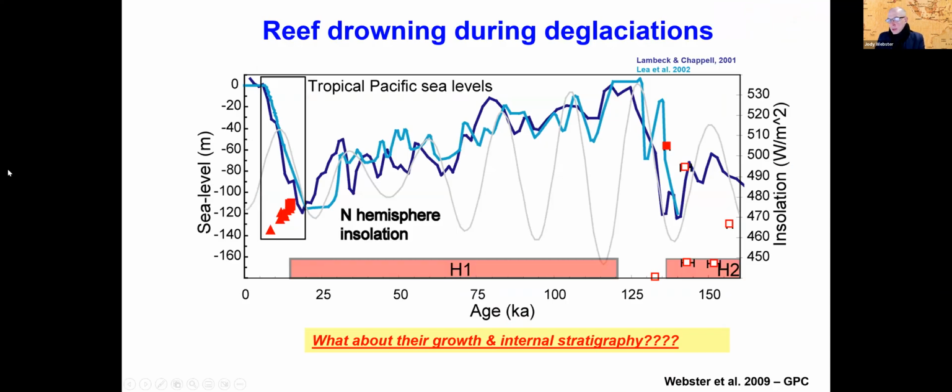And this sums up the situation between these two reefs, H1 and H2. Again, the data isn't quite as clear for H2, but it's consistent with this pattern of drowning during the penultimate deglaciation. And again, that's the surface.